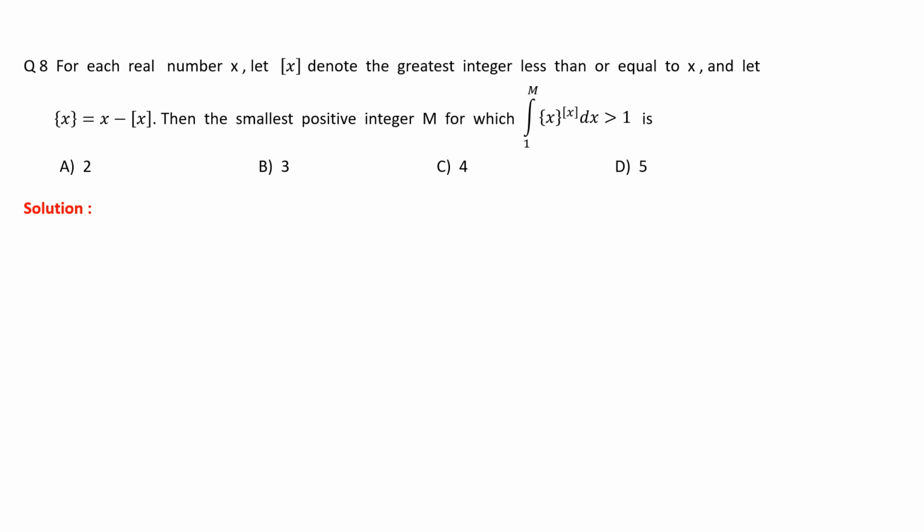The question says, for each real number x, let [x], this is the notation of the GI function, denote the greatest integer less than or equal to x, and let the fractional part of x equal x minus [x]. Then the smallest positive integer M for which the value of this integral is greater than 1 is. Now to solve for the value of this integral, we'll be using the property: integral from a to b of f(x) dx equals integral from a to c of f(x) dx plus integral from c to b of f(x) dx.